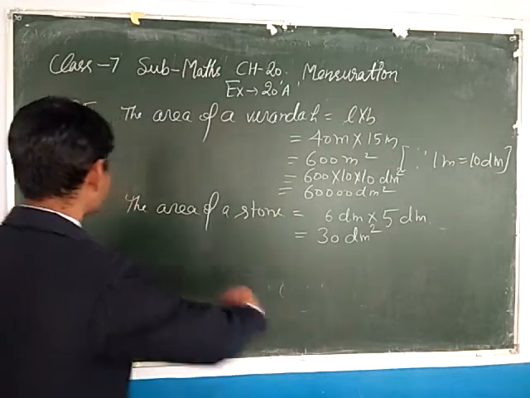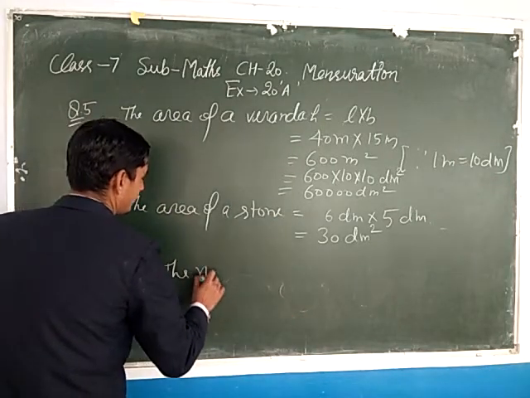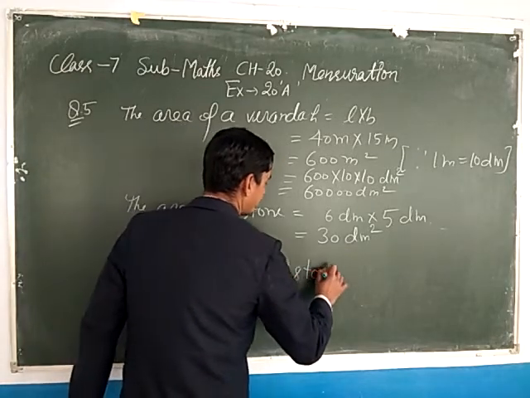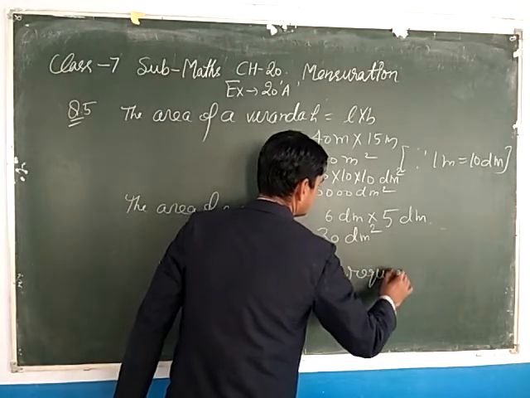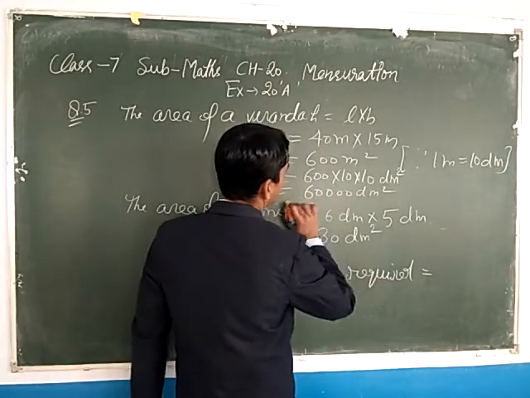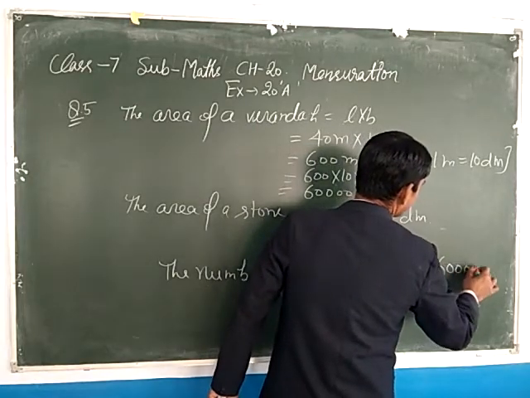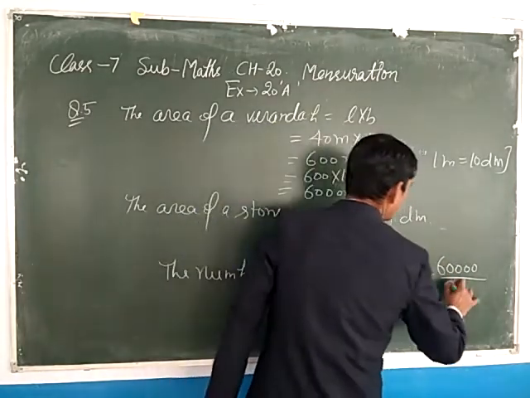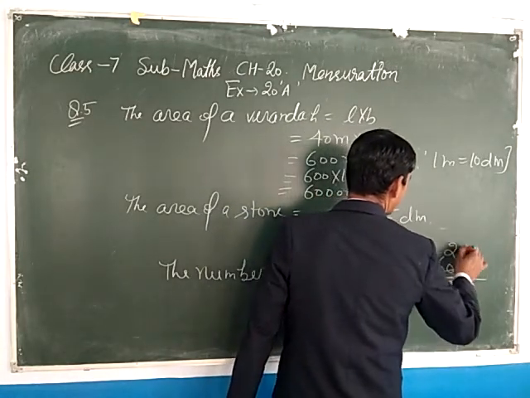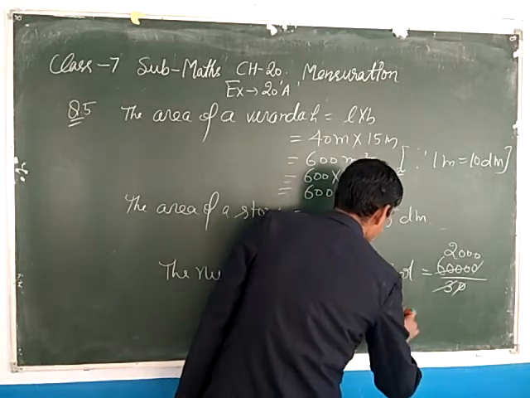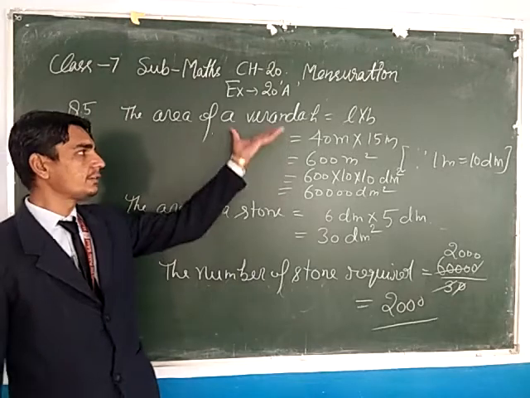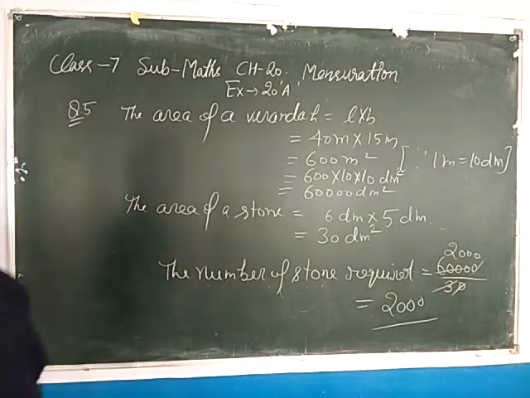Number of stones required equals area of veranda divided by area of stone, and area of veranda is 60,000 divided by 30. So 0 cancels with 0, beta. 3 into the 6. So your required answer is 2000. Your required answer is 2000. So everyone clear beta? Now after this see the next question.